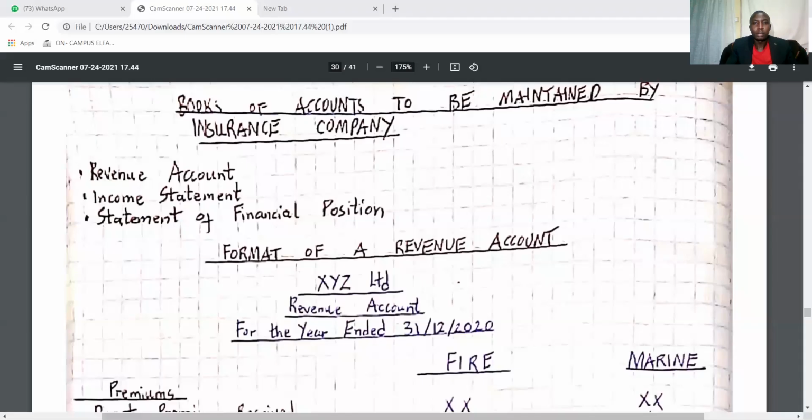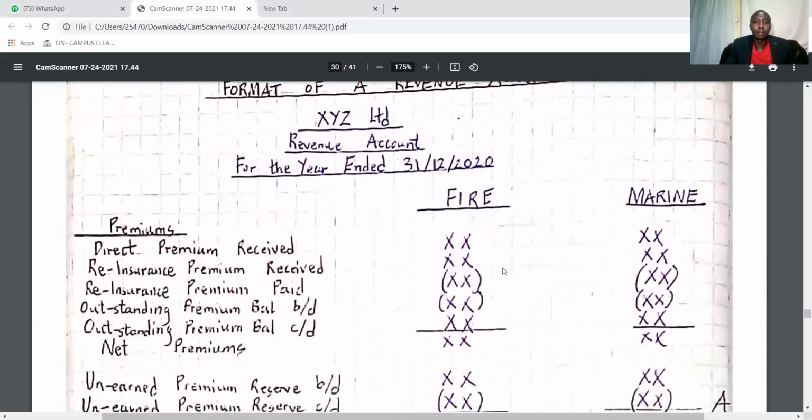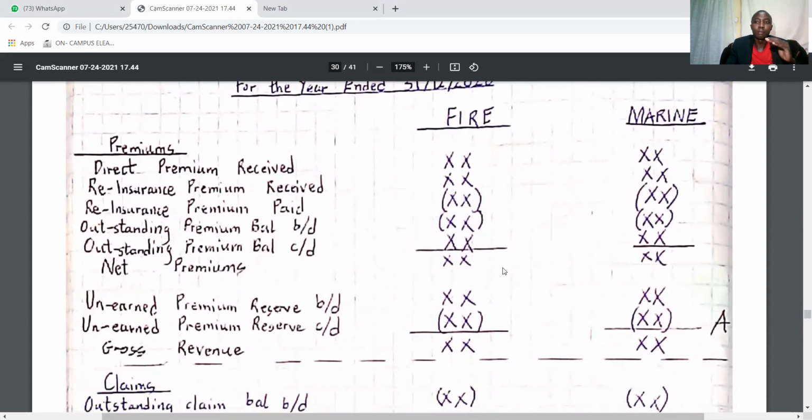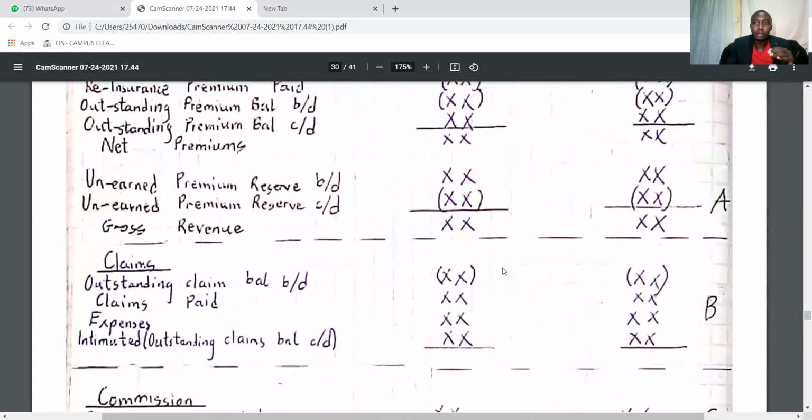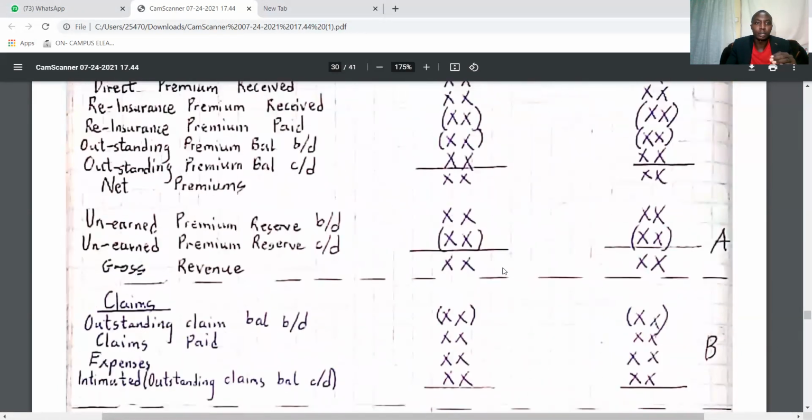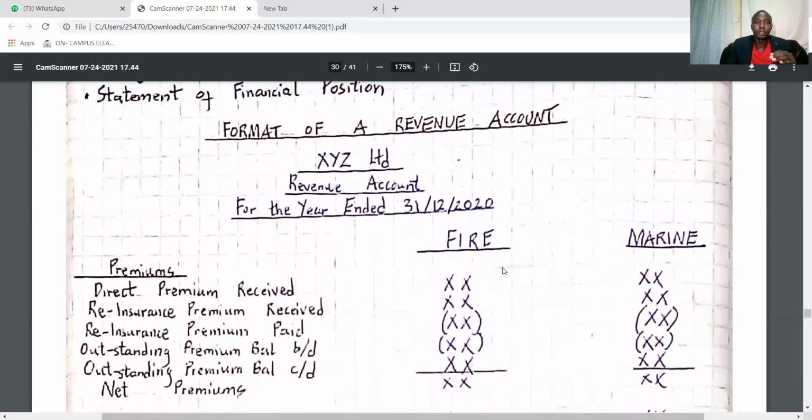So before we continue, I can project. So these are the books of accounts to be maintained by the insurance company. We have the revenue account, the income statement, and the statement of financial position. To start with, the revenue account is prepared in four parts, whereby we have the premium, the claims, the commission, and some specific expenses. So this is the format.